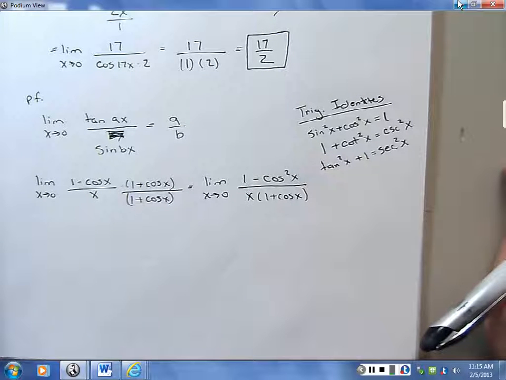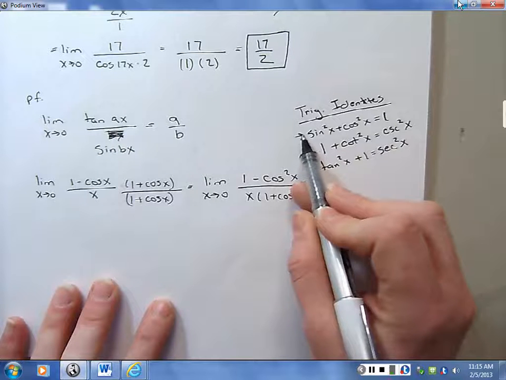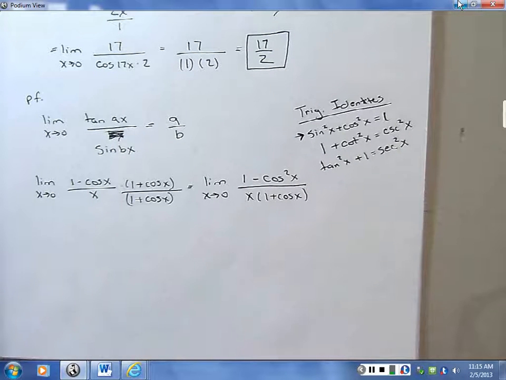How'd you get the third one? I divided this top one by cosine, right? Sine over cosine is tangent, cosine over cosine is 1, 1 over cosine is secant. So you get those for free.